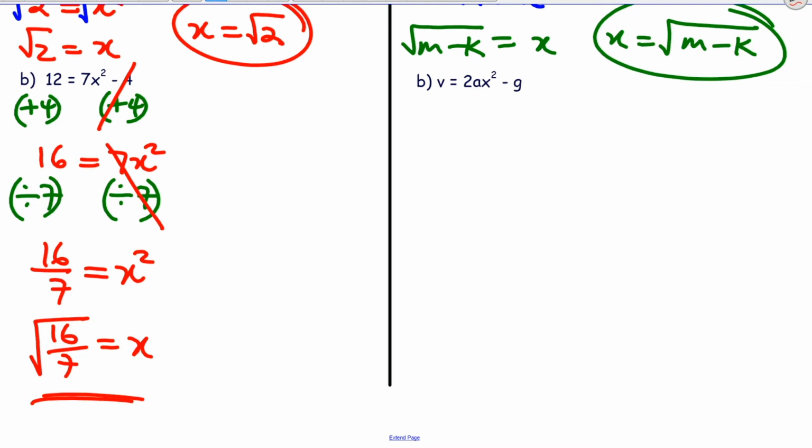Okay, we can apply the same process to the right. So add g on each side.